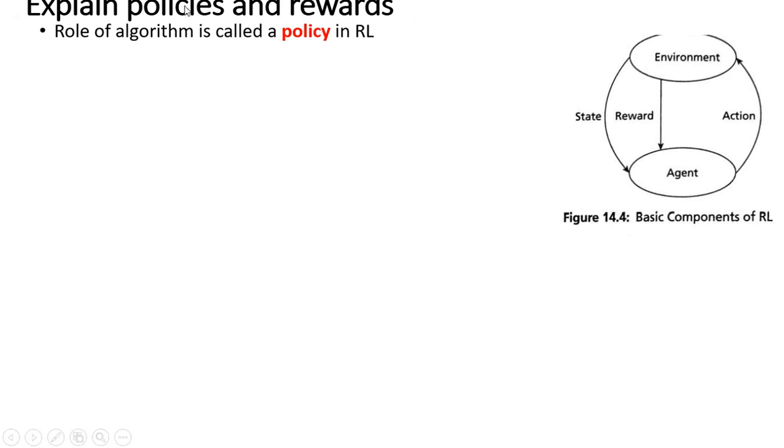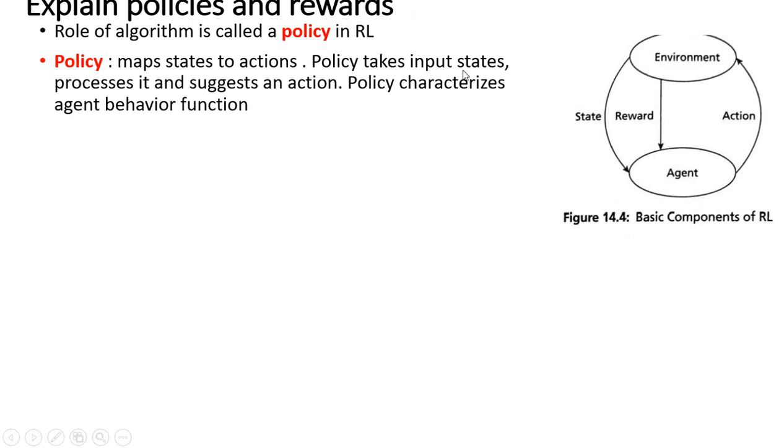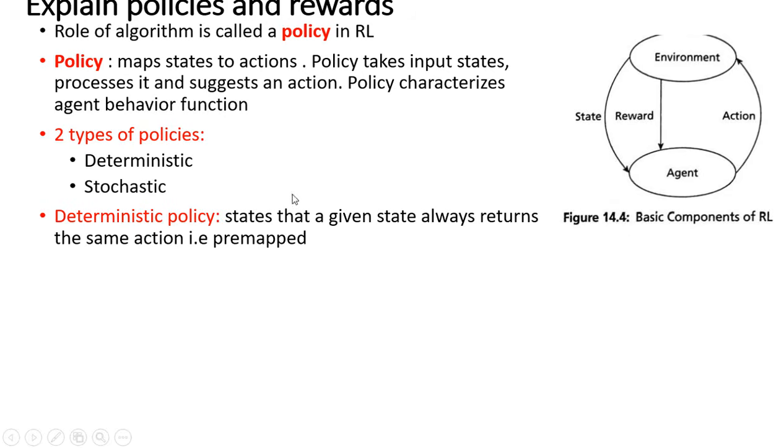First, let's try to understand what a policy is. As I said, the agent will be using some policy in order to generate the action. So a policy can be understood as an algorithm. The role of the algorithm is called a policy. Basically, a policy helps to map the states to the action. The policy is like an algorithm which will take the input states, process them, and suggest an action for the agent. There are two types of policies: deterministic and stochastic policy.